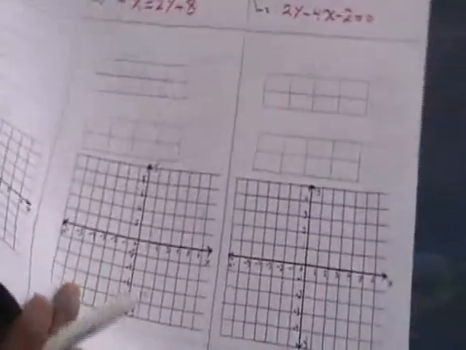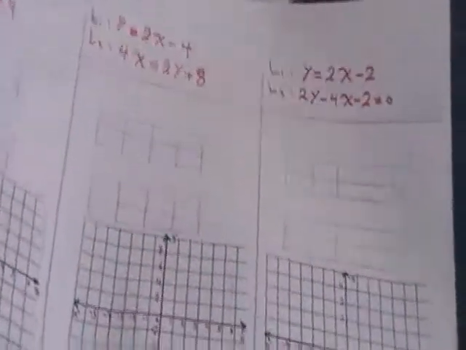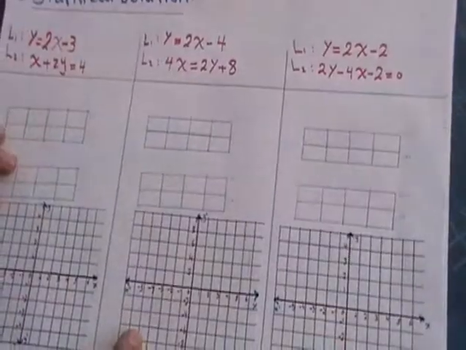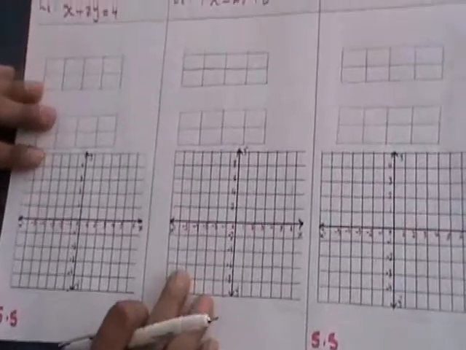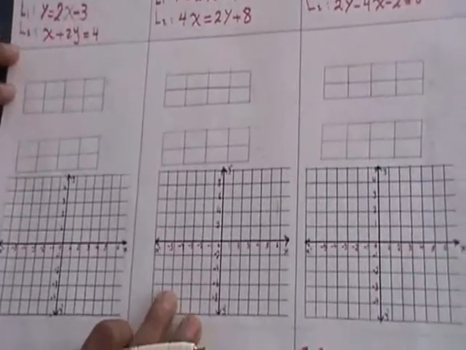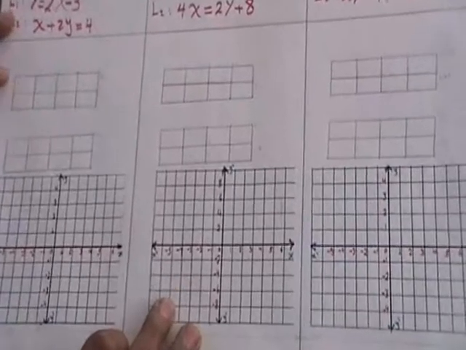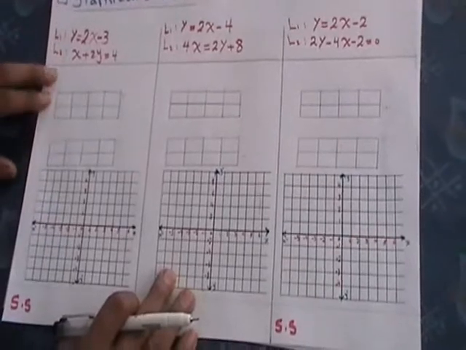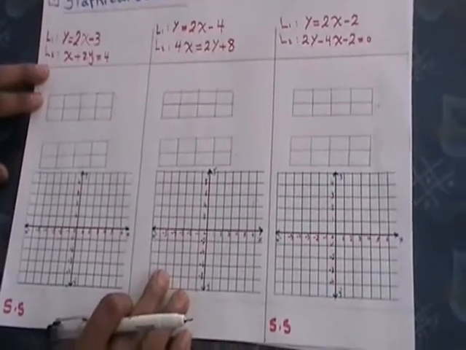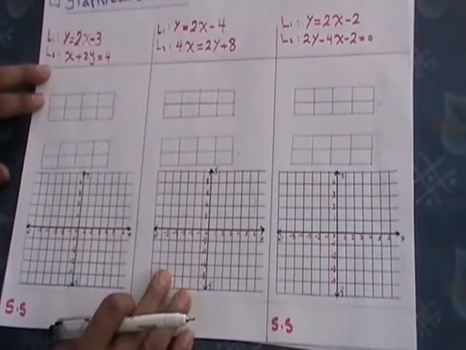Now we will learn how to get the solution set of any two equations of the first degree graphically. I have two methods to get the solution set of two equations in two variables of the first degree. Number 1, the graphical solution. I have the first example, L1, y equals 2x minus 3. And L2 represents the second equation, x plus 2y equals 4.